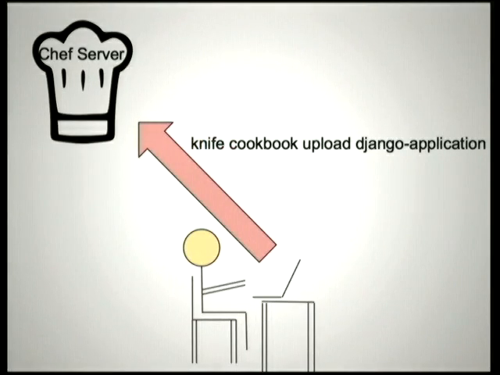When I'm done with my cookbook, I have to sync it up to my Chef server. So knife cookbook upload django-application, and it's on my Chef server. And so whenever I go to create a new server or update any of my existing servers, it will get my new cookbook.